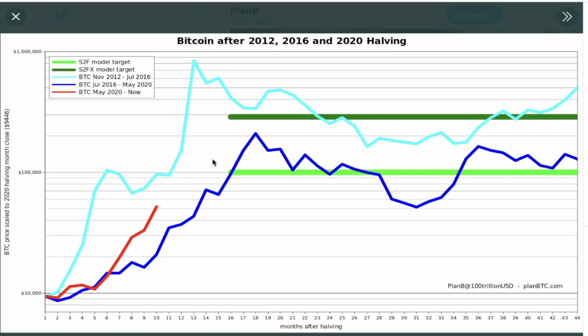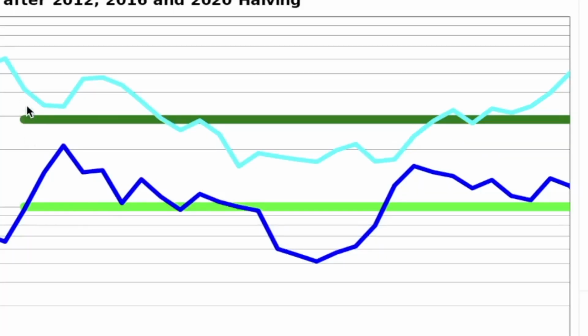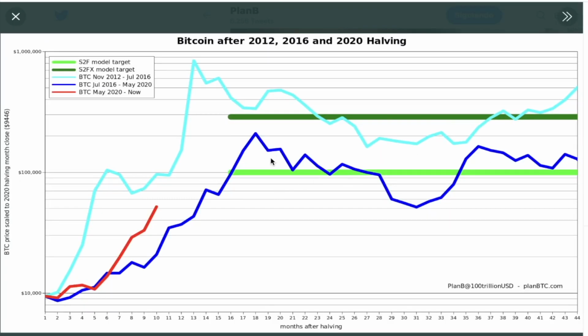So he's expecting for this time at late 2021, he's got two models. One model here in the light green, which is $100,000, and in the dark green, $288,000. This would be the end of 2021, as you can see, up to 2024. He is expecting the Bitcoin price to be in between these two models.